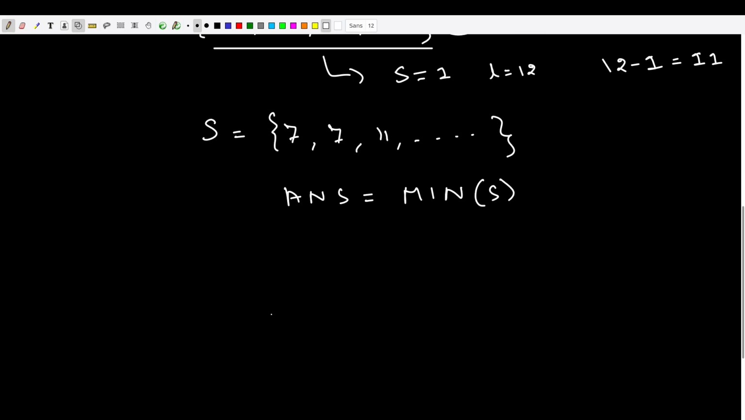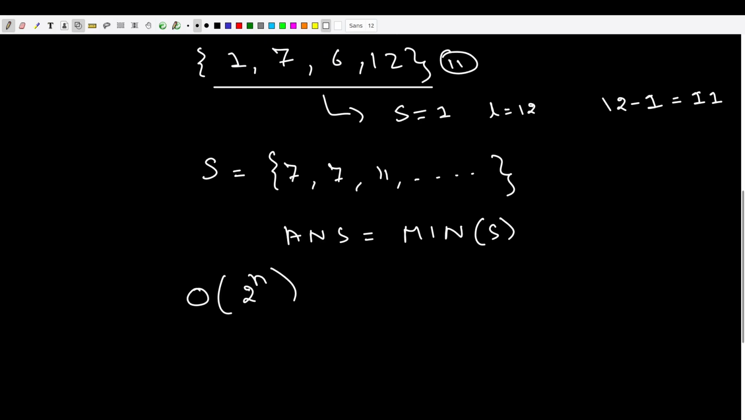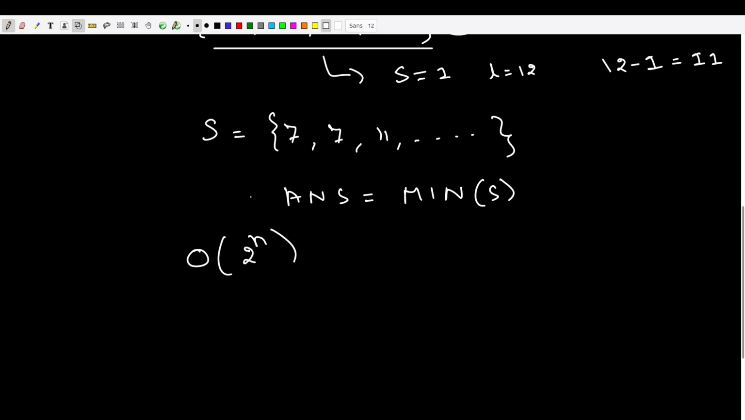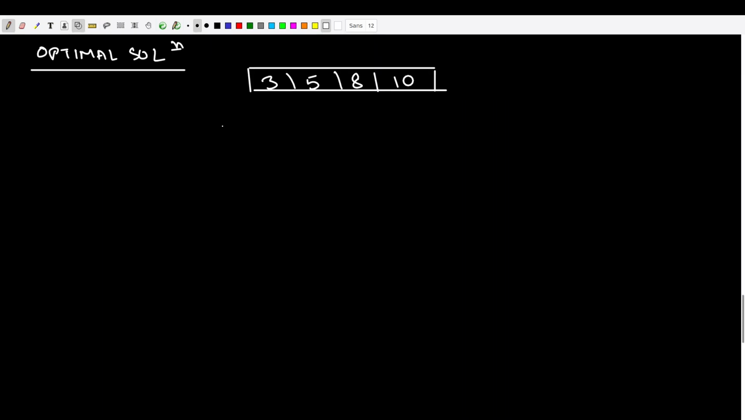Now let us analyze the running time complexity. The running time complexity is pretty simple, which is order of 2 to the power n, because we have to generate all possible arrays over there, right? And the running time complexity will be determined by that. So that's about the brute force solution. Let us now look at the optimal solution.